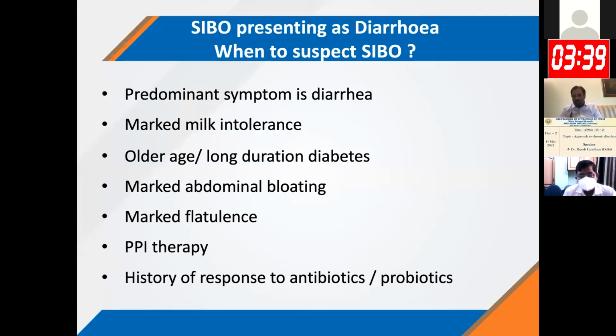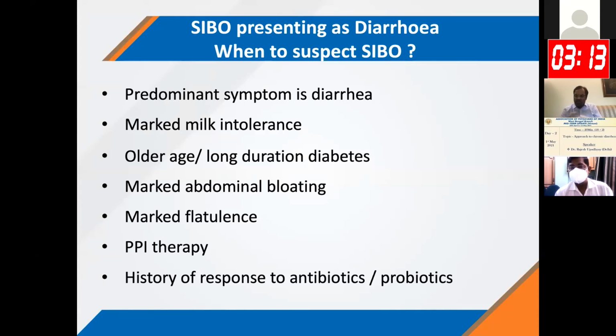Now, one particular issue, small intestinal bacterial overgrowth, is less often picked up. So, when do we suspect small intestinal bacterial overgrowth? Where the predominant symptom is diarrhea associated with milk intolerance, occurring particularly in those with diabetes or older age. Very common in diabetics, remember. I think this is very important.